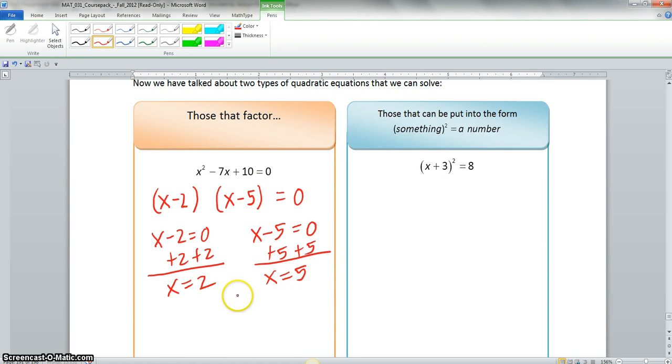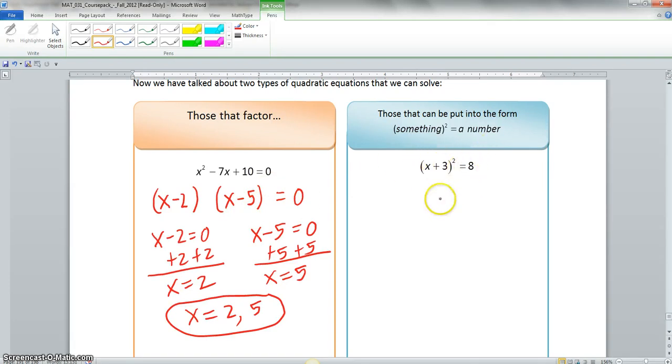So our final answer here, if we substitute in 2 and 5, both of them work. So our final answer you could write as x equals 2, 5. Now that would take care of this if we were using factoring.